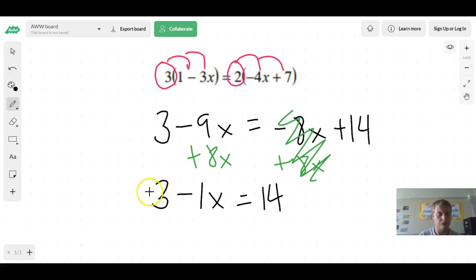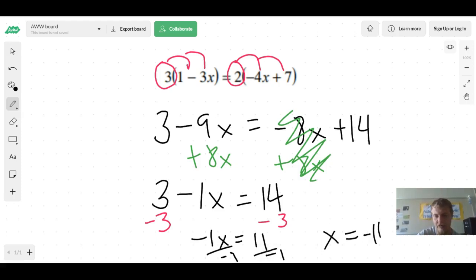From here, we want to get x all by itself, so we need to move the other numbers. Even though this has a minus sign in between, this is a positive 3. So to get rid of a positive 3, we are going to subtract 3 from both sides. And then I'm going to get negative 1x equals negative 3. Or not negative 3, whoops, equals positive 11. And then from here, we're going to divide by negative 1 on both sides, and we're going to find out that x is equal to negative 11.